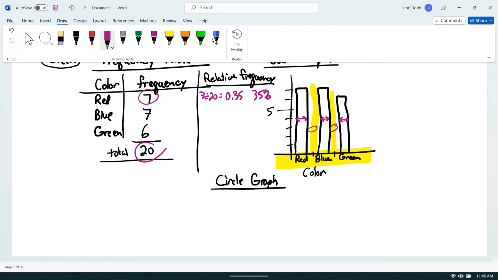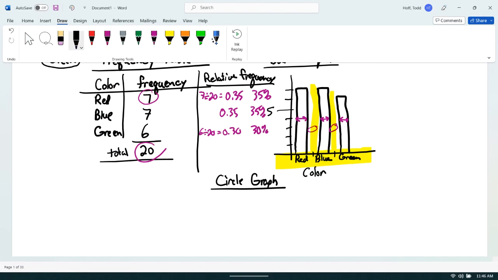And we could leave it as 0.35, or we can convert it into a percent of 35%. Well, blue is also 7 out of 20, so that's, again, 0.35, or 35%. And green is 6 out of 20, which is 0.30, or 30%.